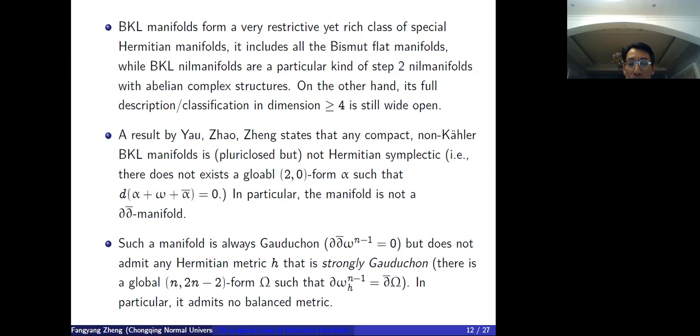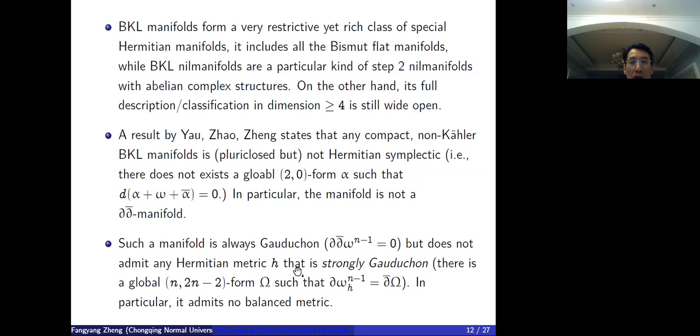So this is a condition sort of weaker than balanced, right? But it's useful in the study of special deformation theory. So it's introduced by Popovici. So what we can show is that on a compact non-Kähler SKT BKL manifold, the metric itself is not strongly Gauduchon, but you cannot admit any other strongly Gauduchon metric. In particular, there's no other balanced metric, right?